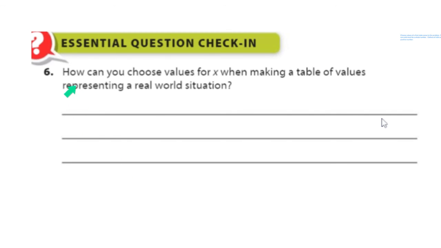Okay, here's your essential question. How can you choose values for x when making a table of values representing a real world situation? If it was about the tickets for the amusement park, remember that one? There were certain numbers we could choose and numbers we shouldn't choose. So what kind of values would you choose for x if you had to make your own table? Think about that for a minute and come on back.